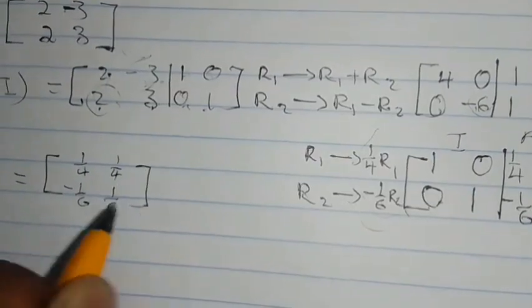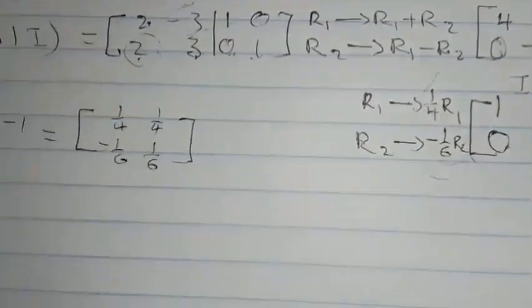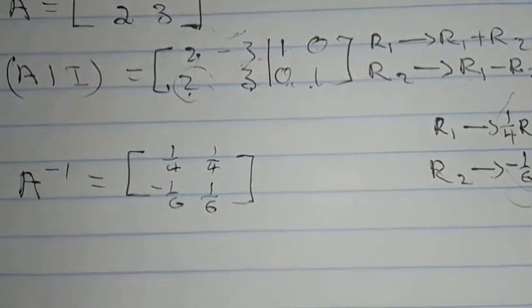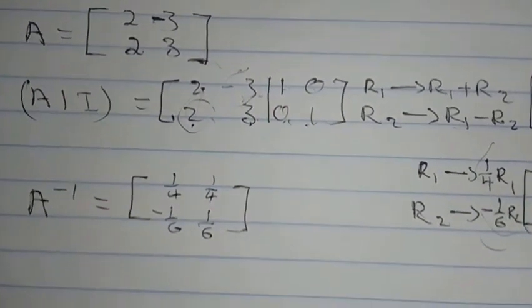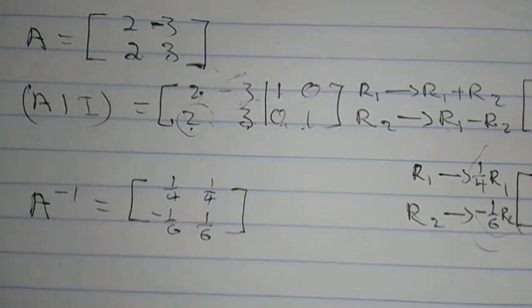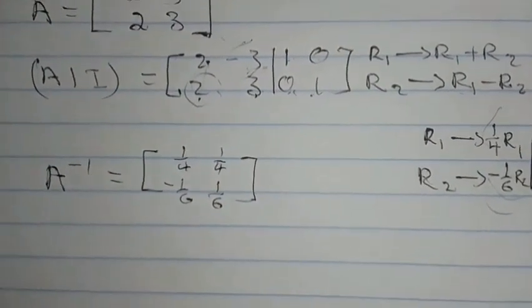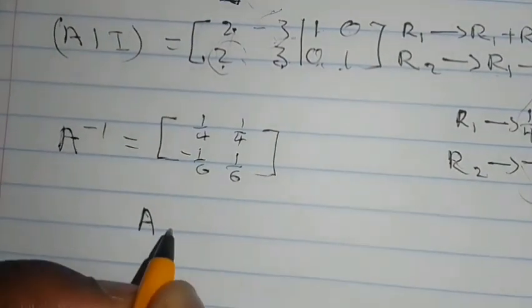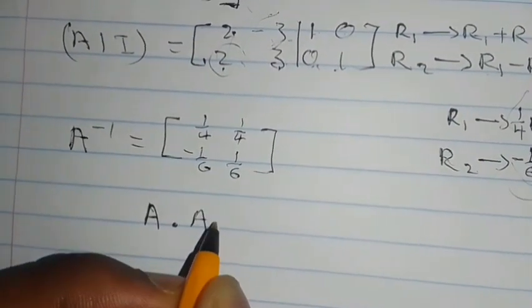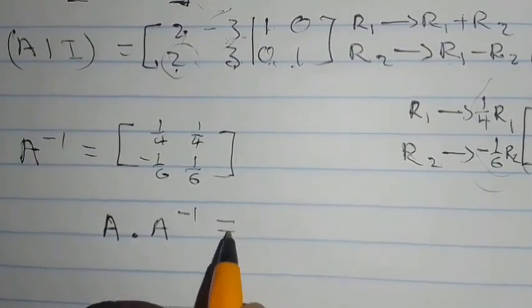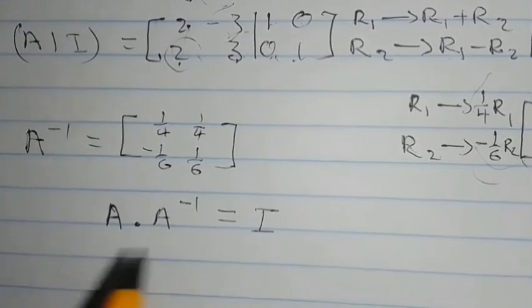So that's basically what we're going to have here. So that's the inverse. Really, it's not really that complicated. You're just using the rows to manipulate that to get an identity. So now by definition we know that A multiplied by A inverse will give us an identity matrix.